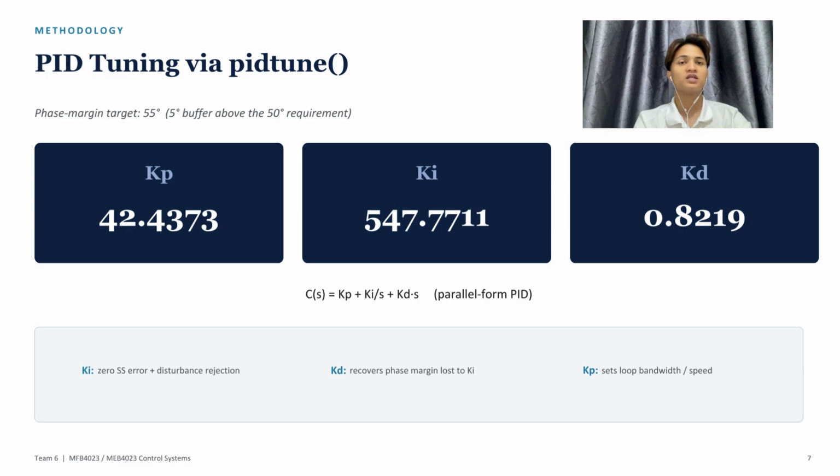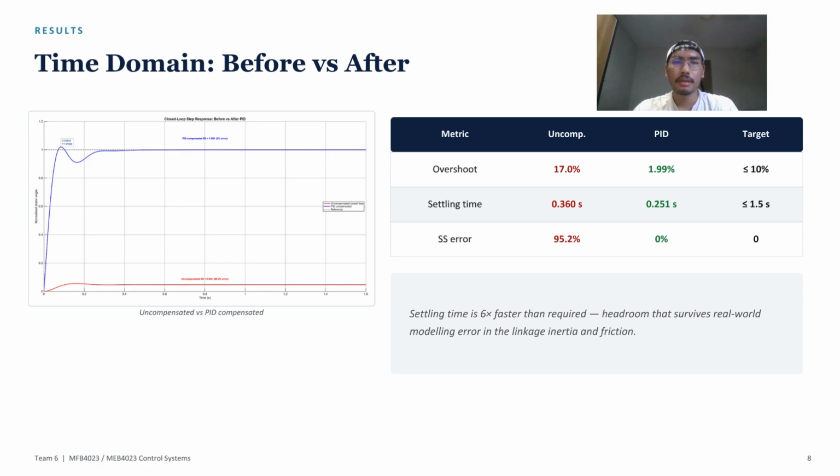Ki is what actually eliminates that 95% steady state error we talked about earlier, because it forces zero error at steady state. And Kd adds back the phase that the integrator costs us, which is what protects our stability margin. Now, Fit 3 will show you what this actually looks like once we run it. Here's what that tuning actually produces.